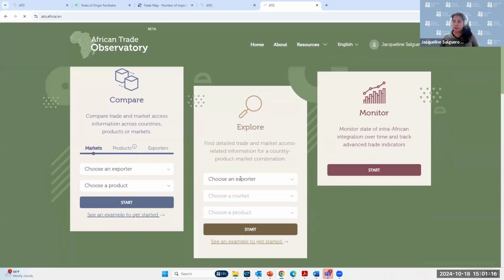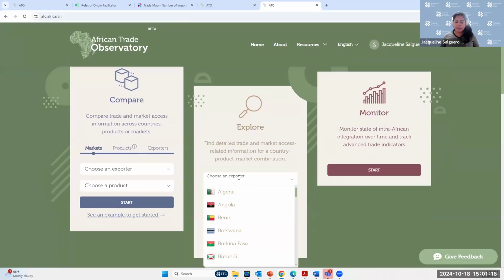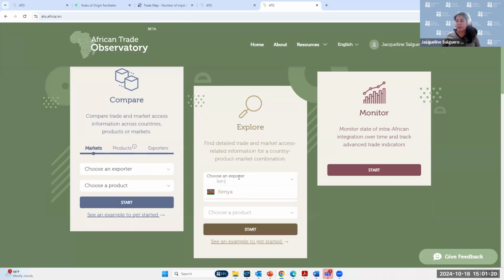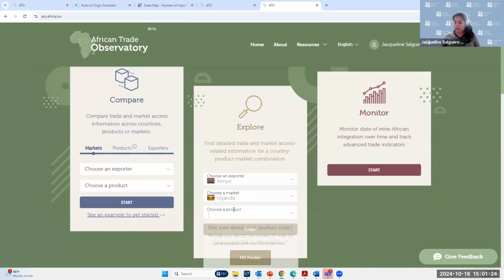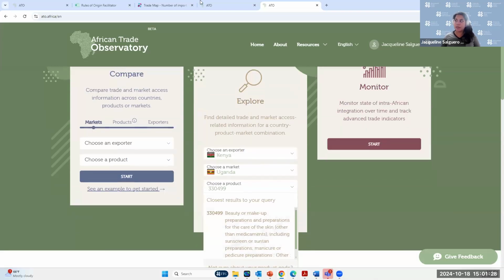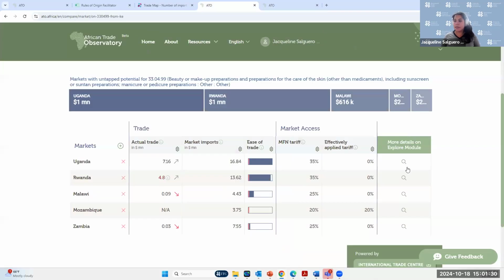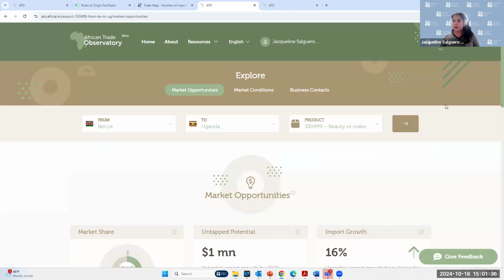So here we also have the Explore module. In this case, I will need to put Kenya. I will need to put Uganda because I have identified Uganda as an attractive market, and my product code. So I can do this, or since I'm here from the compare module, I'll just need to click on the lenses to get to the same page. So here now we are in the Explore module.